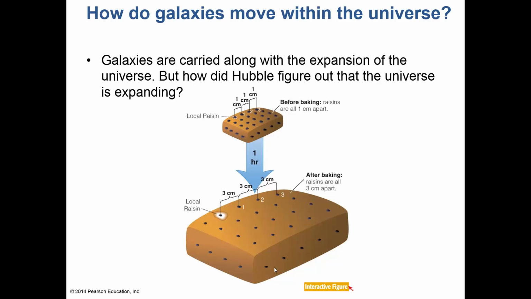And you can think of this as like a loaf of raisin bread. As you put the bread in the oven, the bread expands and cooks, and all the galaxies, the raisins, kind of expand along with it. So everything's expanding away from each other for the most part.